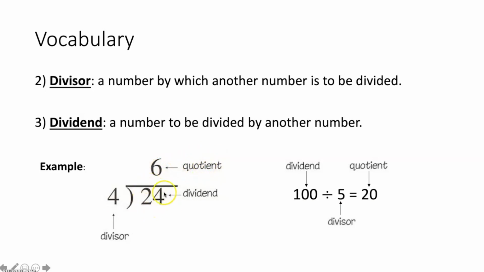So again, the number you're dividing into, that's called your dividend. The number you're dividing into that dividend, that's called your divisor. And your answer is called your quotient.